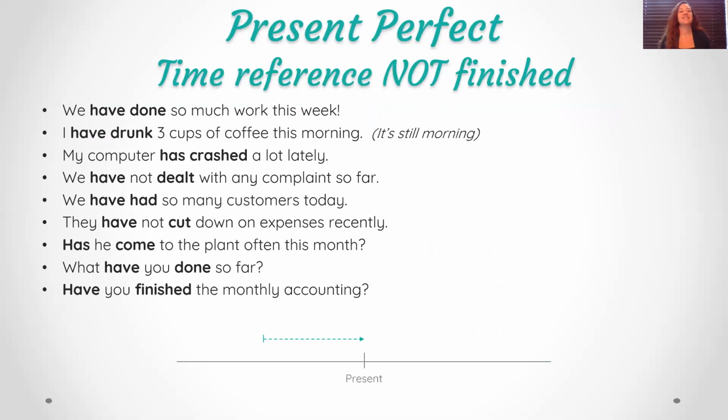Great. So finally, we use the present perfect when the time reference is not finished. Okay? Such as this week, this month, this year, today, etc. Good. So first example, we have done so much work this week. The week is not finished. I have drunk 3 cups of coffee this morning. Good. If it's still morning, I will use the present perfect because the morning is not finished.